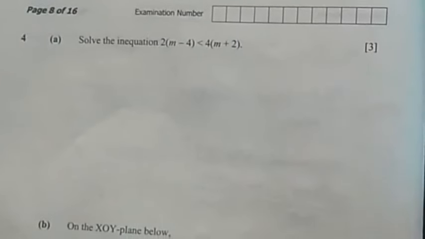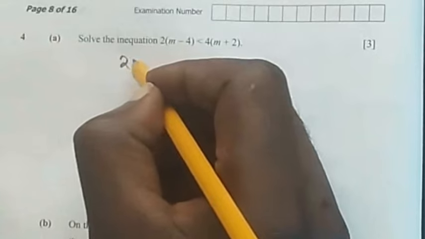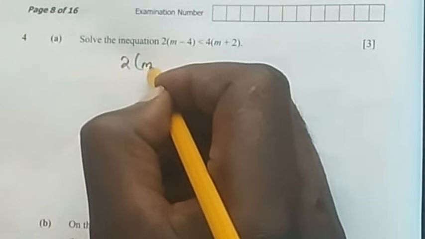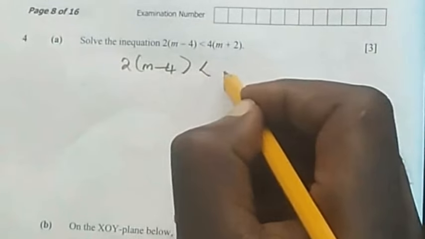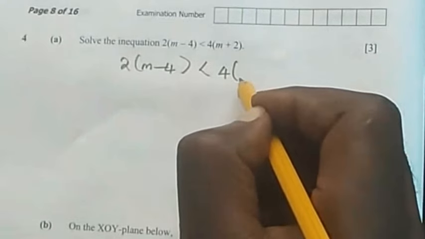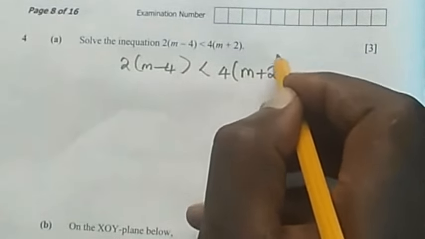Okay, now let's go to question 4. This is question 4a, and they are saying solve the inequality 2 open bracket m minus 4 close bracket is less than 4 open bracket m plus 2 close bracket. So what I'm going to do now is delete the previous expression and write this one.